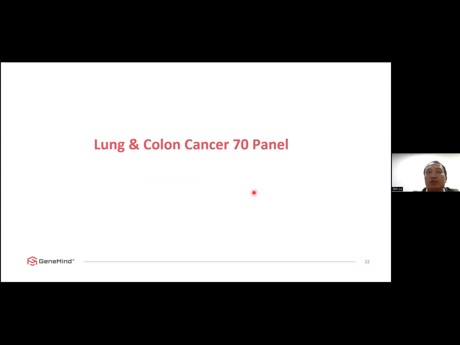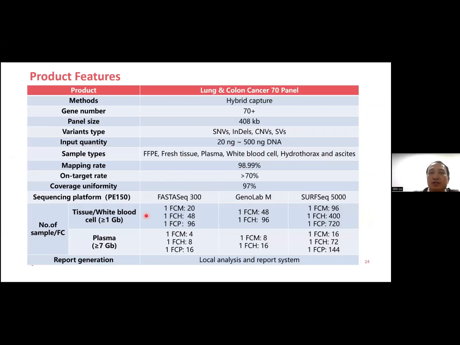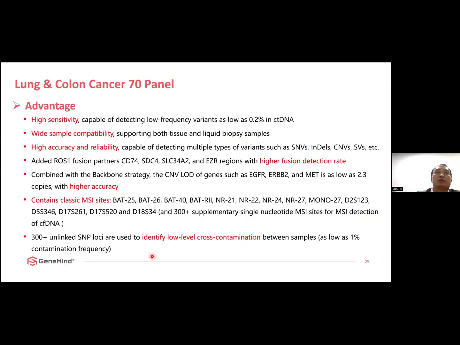Another panel is similar to the 30 gene panel, but a little bit bigger, and over 70 genes are covered. It covered 76 genes with 15 fusion genes and more than 100 MSI sites, and also the chemotherapy targets. The data and samples could be supported by our different platforms. So it has high sensitivity, as does the small panel. And we also had MSI, and some probes for cross-contamination identification.